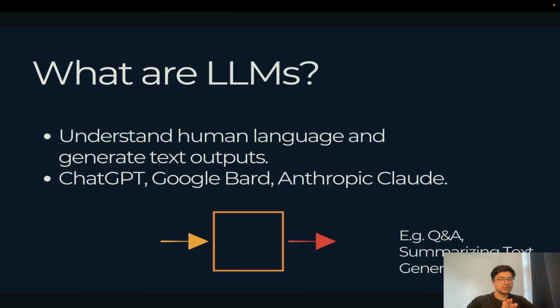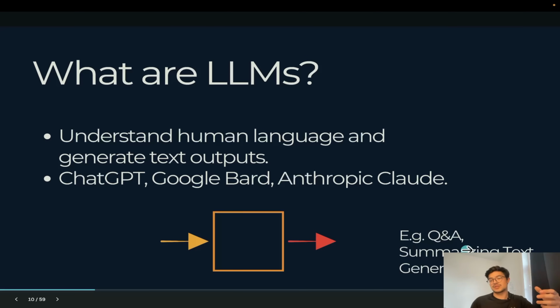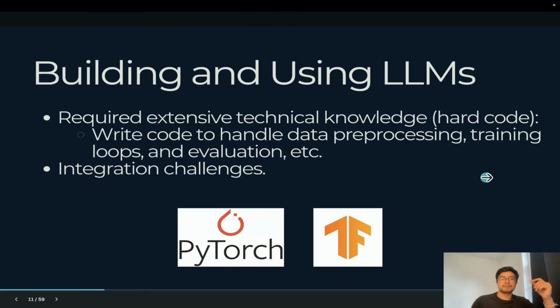Machines struggled with understanding these concepts. And now, with language models here, we are able to build amazing things because we're able to understand this semantic meaning in the human language, right? And then we have examples like ChatGPT, Google Bard, Claude that are able to do this very nicely. And here are some ways in which we use language models: Q&A, summarizing text, generating code, because code is also text, right?